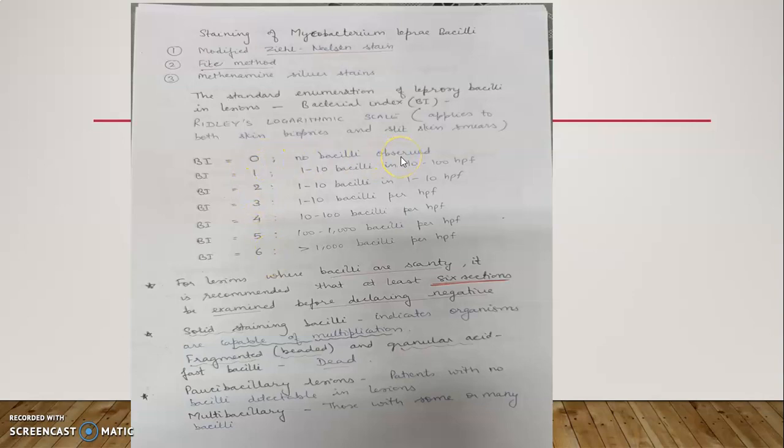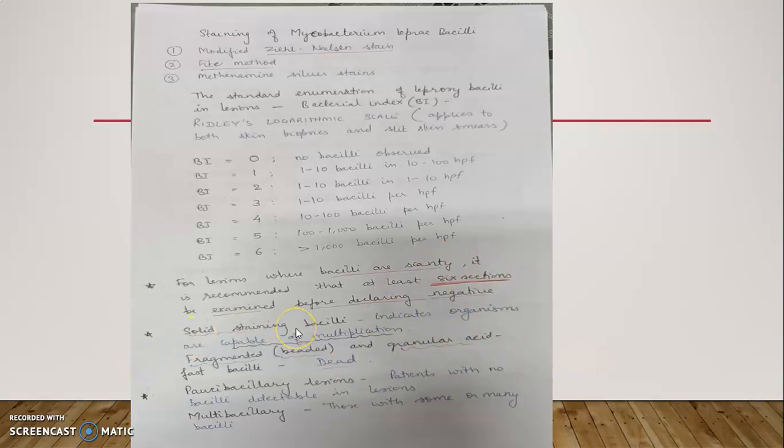0, no bacilli observed. If 1 to 10 bacilli in 10 to 100 high power fields are seen, then 1. 1 to 10 in 10 high power fields, BI is 2. If 1 to 10 bacilli per high power field are seen, then BI 3. 10 to 100, 4. 100 to 1000 bacilli per high power field, then 5. And more than 1000 bacilli per high power field, BI 6. For lesions where bacilli are scanty, it is recommended that at least 6 sections be examined before declaring it negative.